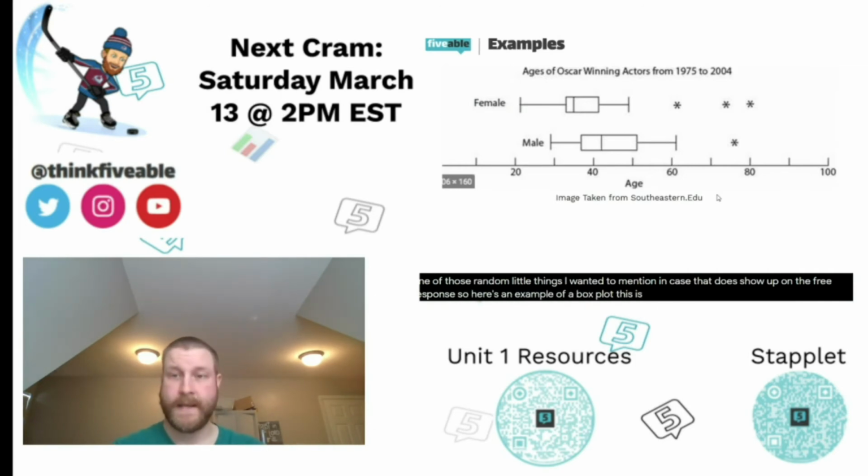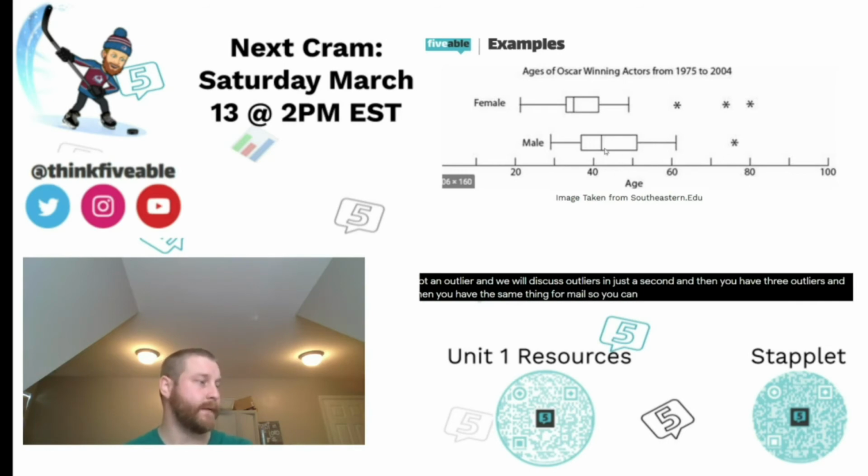This is actually a side-by-side box plot. So you're looking at male and female age for Oscar-winning actors. So you have the minimum female. Here you have Q1 female, the median, the Q3, and then this is the highest data point that's not an outlier, and we will discuss outliers in just a second. And then you have 3 outliers, and then you have the same thing for male.